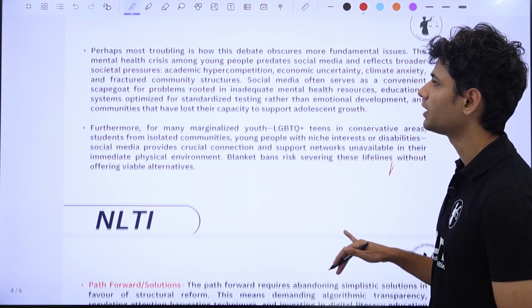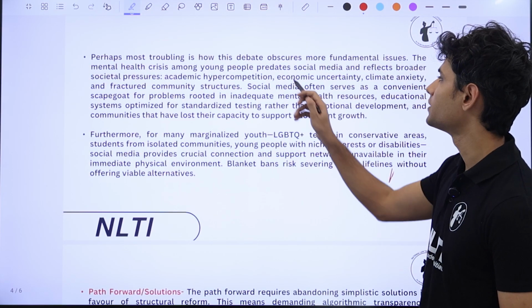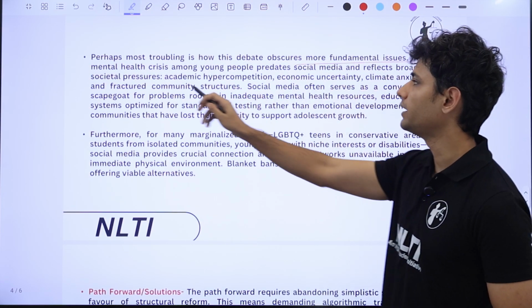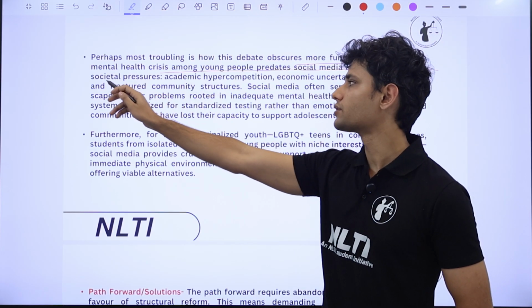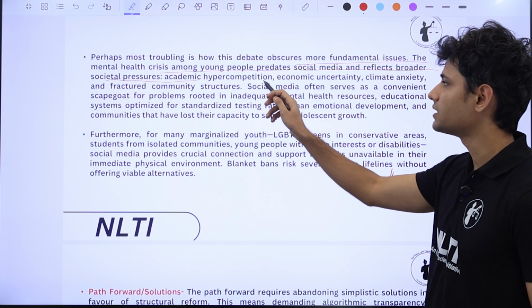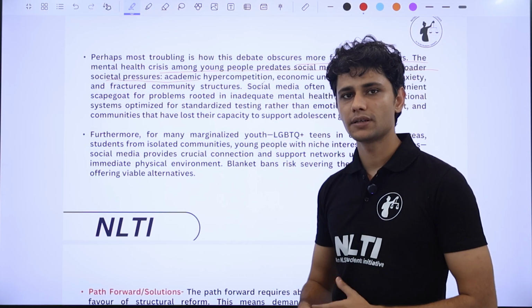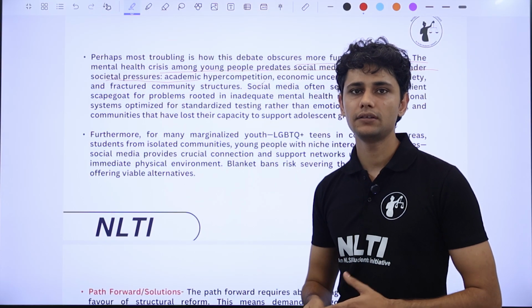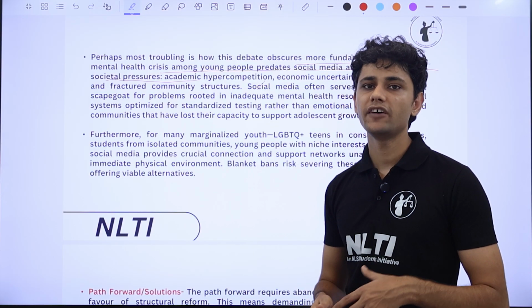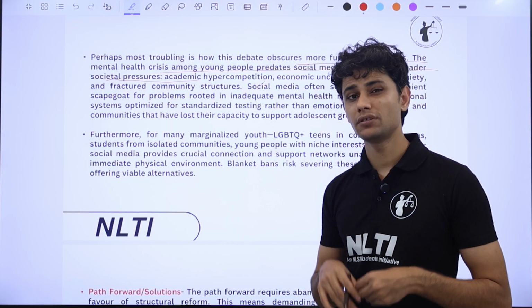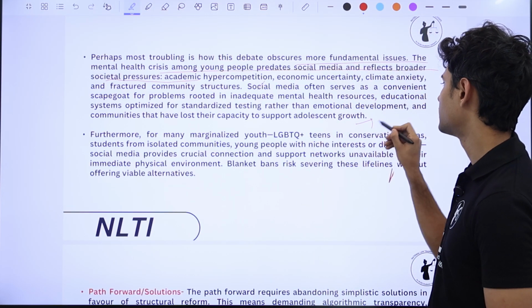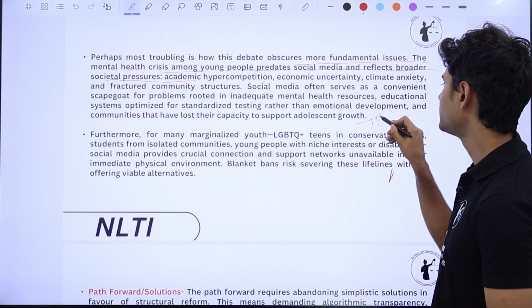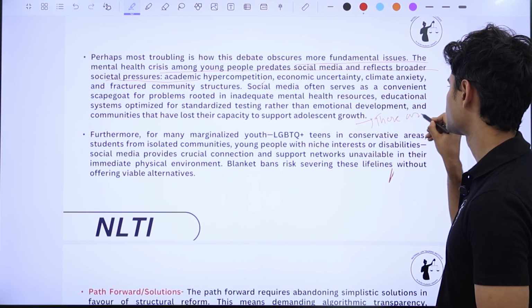Again, the other argument is the more troubling one: how this debate obscures more fundamental issues. The mental health crisis among young people predates social media and reflects broader societal pressures. So this argument says that while you have some concerns about people struggling with mental health and social media, we might have missed the point. Maybe social media is not the sole reason behind their mental health issues. So this argument makes the other claim that there are other reasons why people are struggling.